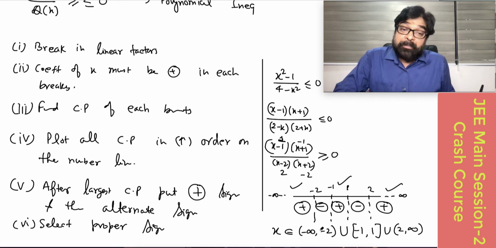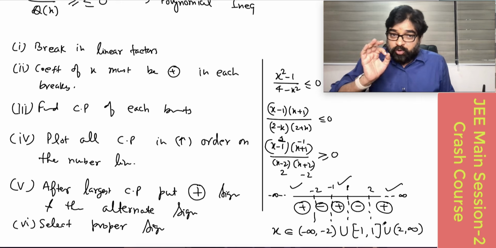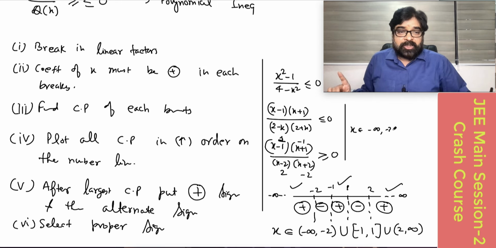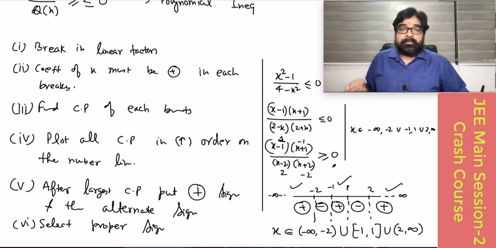Maybe some of you have difficulty with the brackets. So only for those students who have difficulty with the brackets, just simply write this way: minus infinity to minus 2, union, minus 1 to 1, union, 2 to infinity.